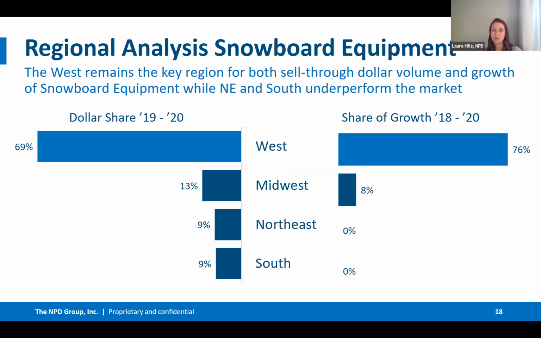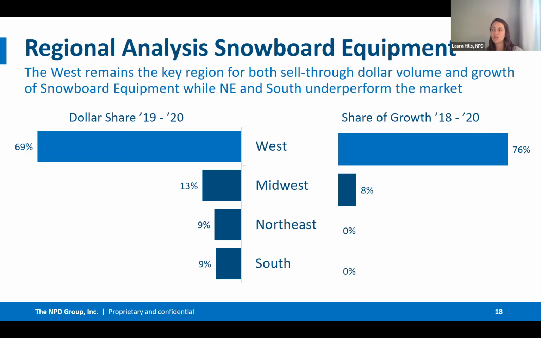So by combining those 2 seasons for analysis, we understand that really the West remains the dominant region for both snowboard equipment sales on the left and growth on the right. It also slightly over-indexes on that growth. So while the Midwest has a 13% dollar share, it has only 8% share of growth. So it almost garners its fair share of growth, but slightly under indexes on that growth.